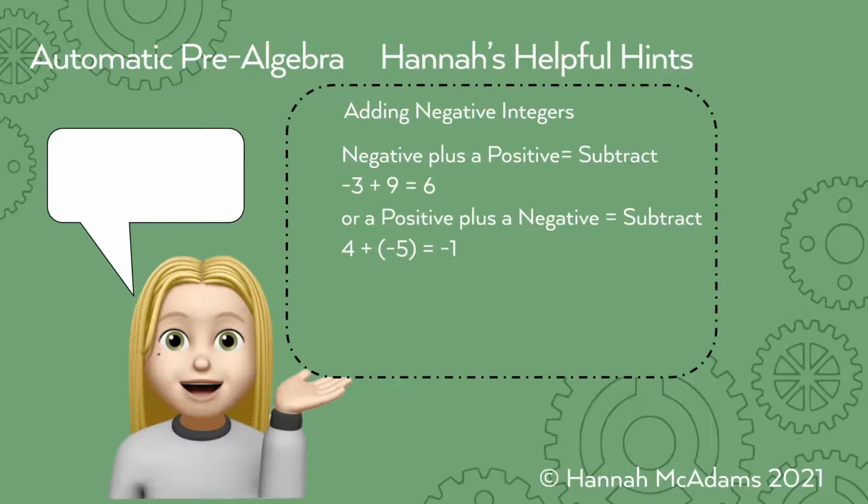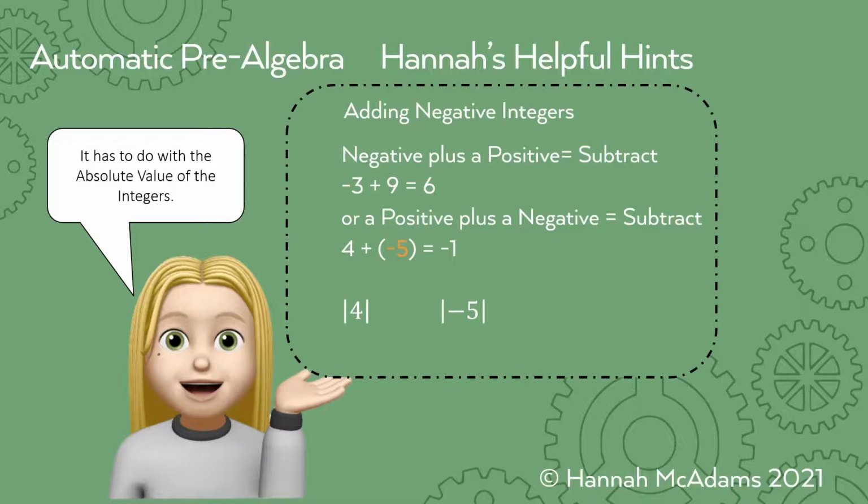Okay, so when adding a negative and positive, how do we know if the answer will be negative or positive? Well, look at the very bottom equation. It has to do with absolute value, right? 4 plus a -5 equals -1. What is the absolute value of 4? It is 4. And what is the absolute value of -5? Positive 5.